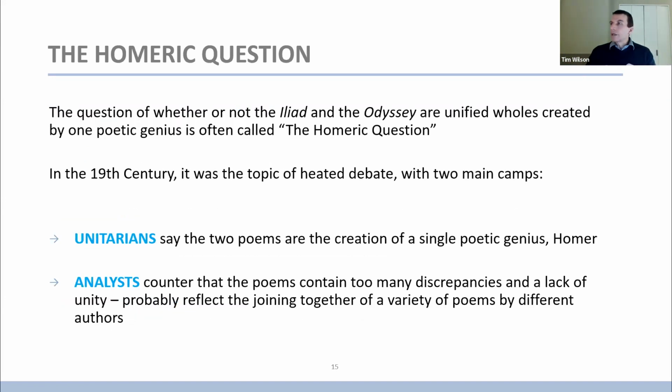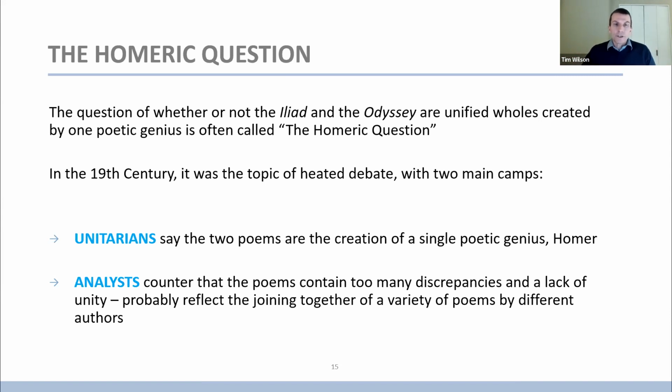The Homeric question leads to, if we were to greatly simplify the debate, two main camps: the Unitarians and the Analysts. The Unitarians say that if you look at the poem, there are signs of design and signs of an intention at work, a poetic genius, so to speak, behind the scenes, crafting an integrated whole. The Analysts, from the root for analyze, to break apart, feel that the poems contain too many discrepancies and lack unity, and they probably reflect the joining together of different narratives.